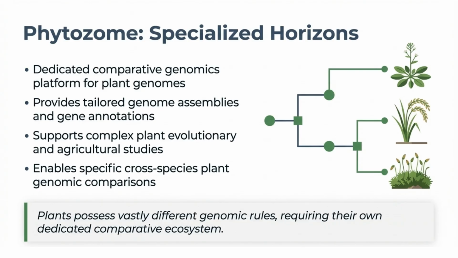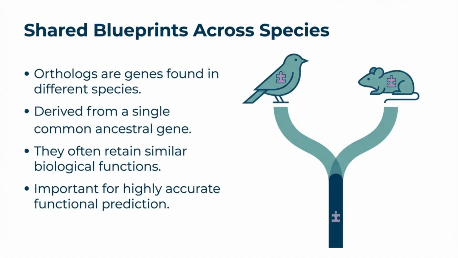Now let us focus more closely on one of the most important biological concepts in this field, orthologs. Orthologs are one of the central concepts in comparative genomics. These are genes in different species that originated from a common ancestral gene through speciation. Because of that shared ancestry, orthologs often retain similar functions. This is why model organisms are so useful in biology. If a gene in mouse or zebrafish is orthologous to a human gene, studying that gene in the model organism can reveal important functional insights relevant to human biology. Orthologs are, in a way, the shared blueprints of life.